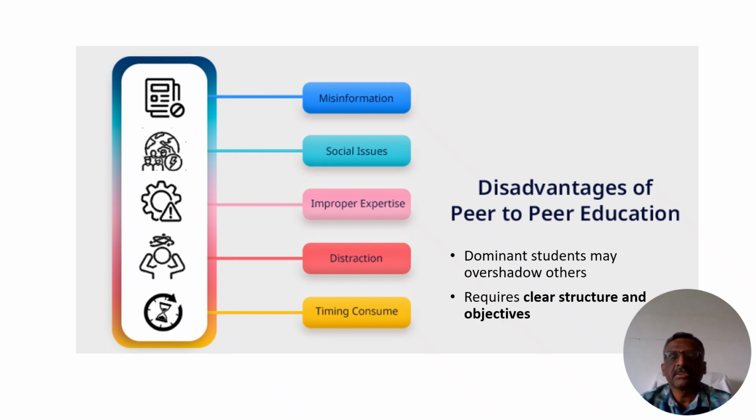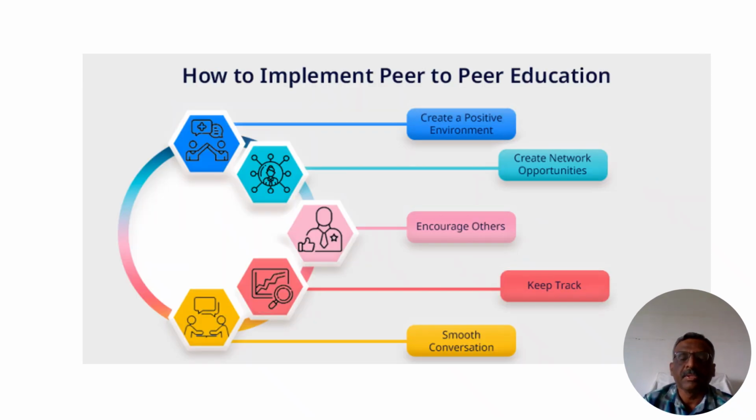You can come across certain social issues, because acceptability and understanding by each and every person will be very difficult. Then improper expertise will be there, as they are not completely expert in that particular area. There is a lot of distraction, as one person can be distracted by another. And it is time consuming if it is not done properly.